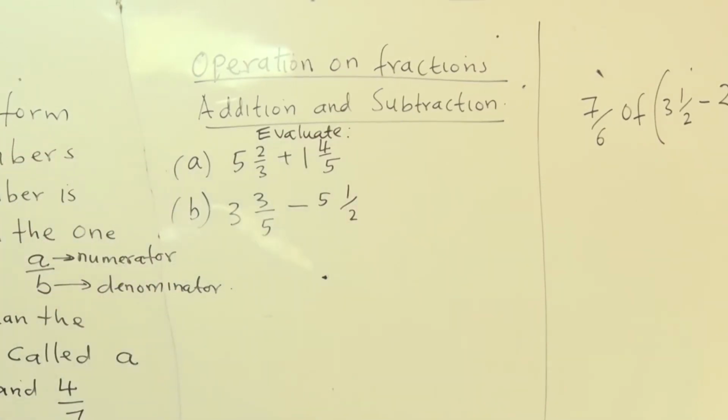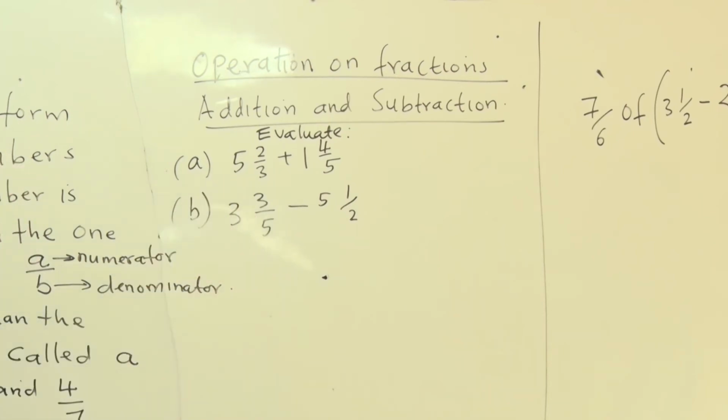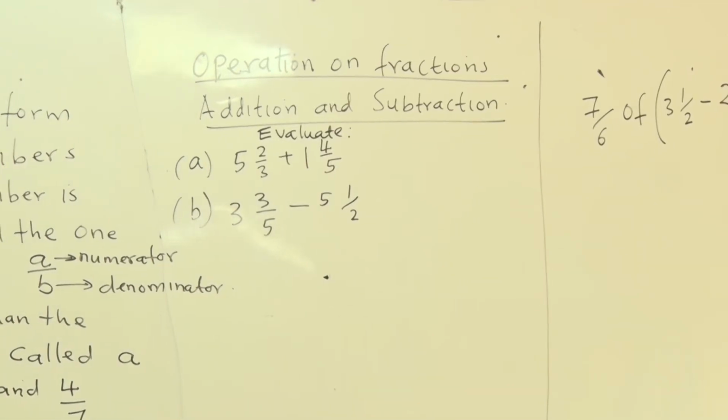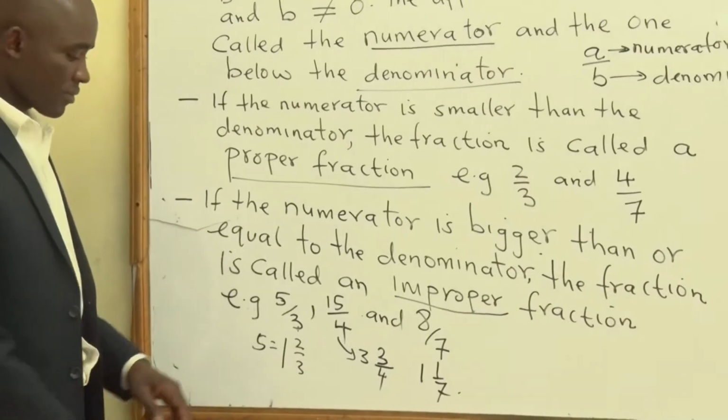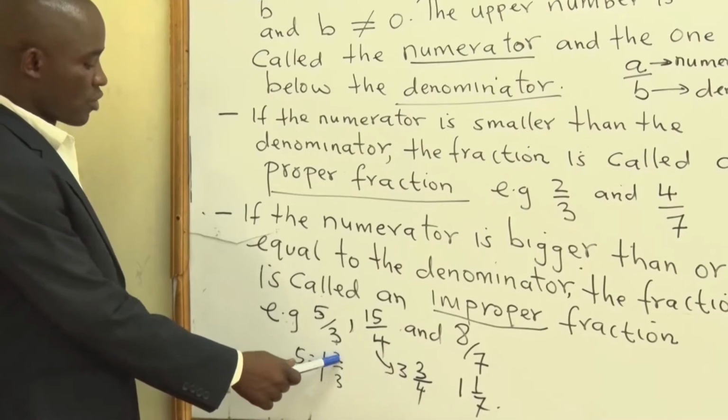If you are told to evaluate these fractions, you need to turn them into improper fractions. How do you turn it into an improper fraction? If you look at what we did here, we said 5 over 3 is the same as 1 and 2 over 3.